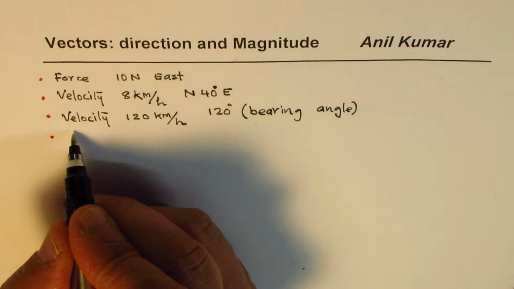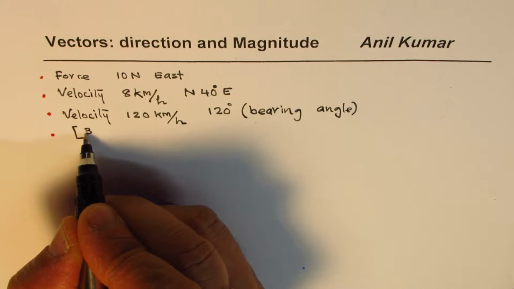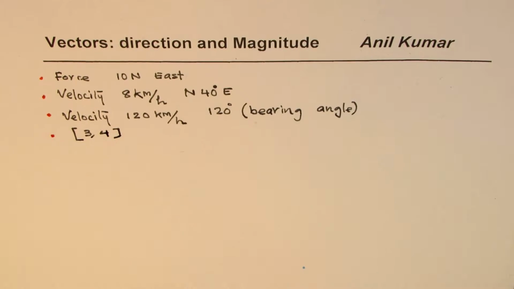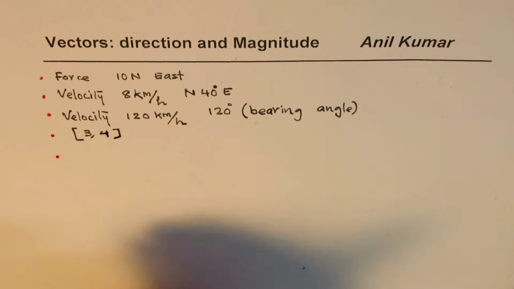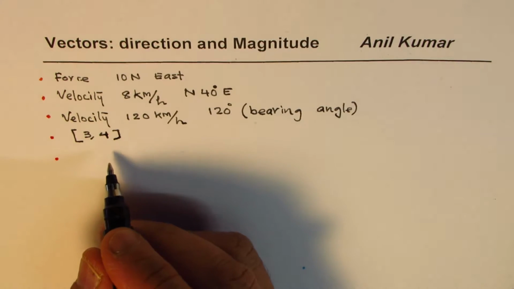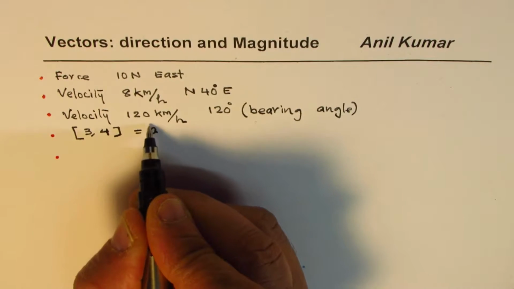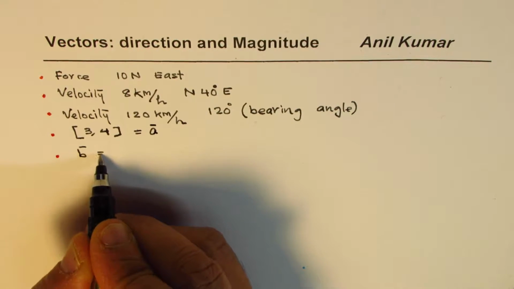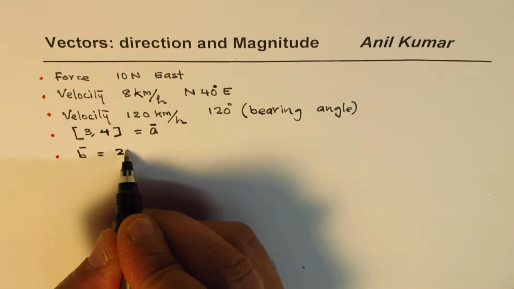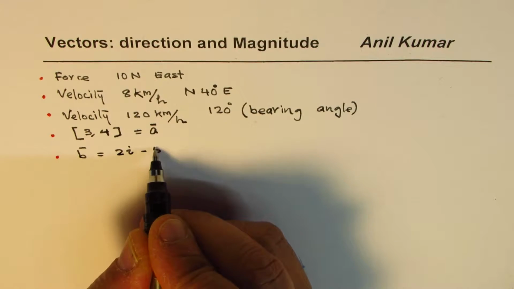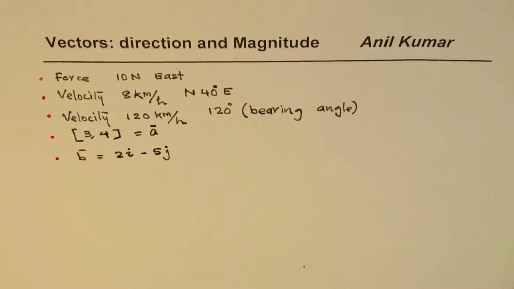We could describe a vector as a position, let's say 3, 4. At times you will also see vectors written like this. So let's call this vector A, and let me call vector B equal to, let's say, 2i minus 5j. I've just taken vectors in R2. I could have taken R3 also. Let's begin with these vectors and try to understand how to find their direction and magnitude. That is what we'll discuss now.